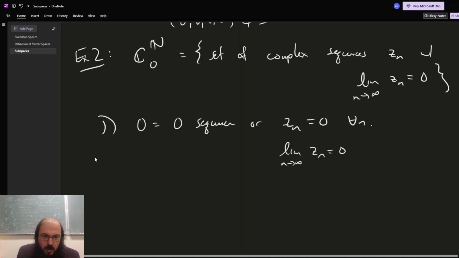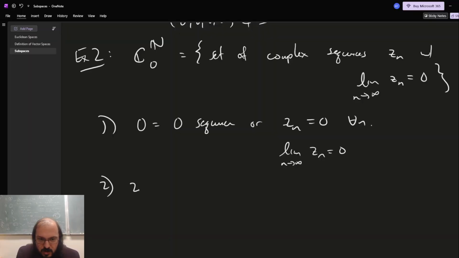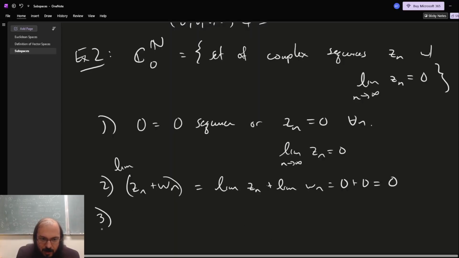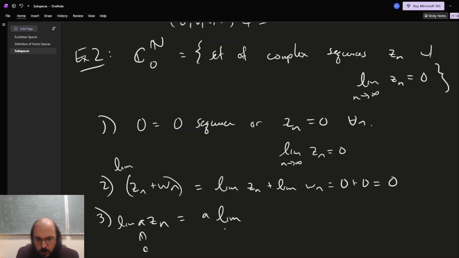It's already constant. Next, we have to show that if Zn and Wn are both sequences whose limit is 0, then I can take the limit of their sum and also get 0. Well, we know from our calculus days that since the limits exist individually, I can break it up and get 0. And lastly, if I have a sequence which converges to 0, is it the case that a times Zn for any complex number a will also have limit 0? Of course, because we also know that, again, when limits exist, you can pass constants through them, and any complex number times 0 is 0.